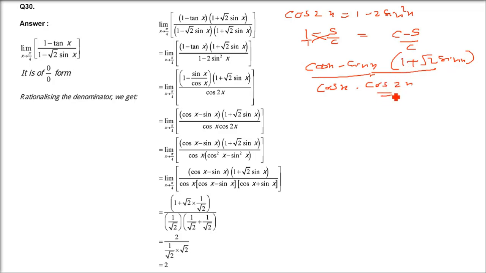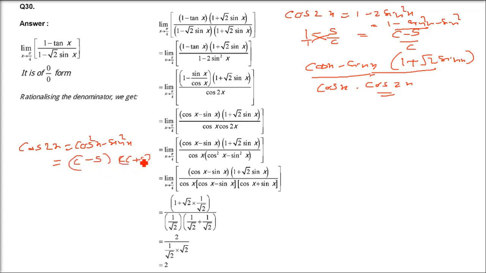Now in place of cos 2x, you can write it as cos square x minus sin square x. 1 minus sin square x minus sin square x, that is going to be cos square x minus sin square x. So you need to remember cos 2x is cos square x minus sin square x. This is the actual formula. 1 minus 2 sin square x or 2 cos square x minus 1 has come later.